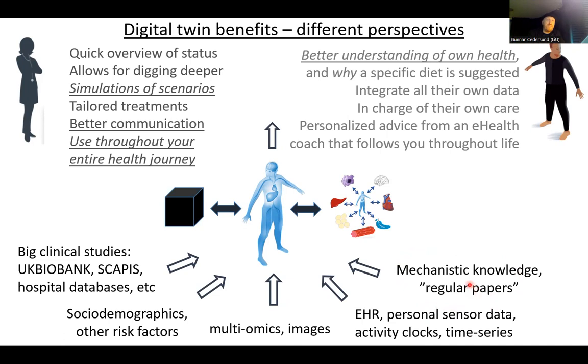basically the knowledge that you have, the mechanistic knowledge and the physics and the biochemistry and blood flow and so on, all of that goes into the mechanistic models. And then you have the sensor data and the time series and the electronic healthcare records and so on. That also goes in there. And then you have the images and the omics, which can go in both directions depending on how you want to look at them. And then you have the things that basically cannot go into the mechanistic model, but can go into the machine learning model, which is things like sociodemographics and large clinical studies like UK Biobank and SCAPIS and so on. Those go into the machine learning models.